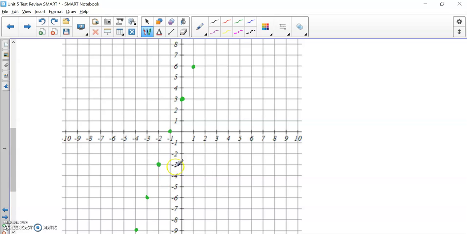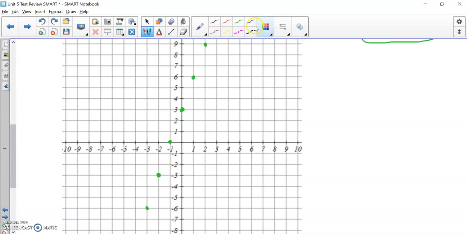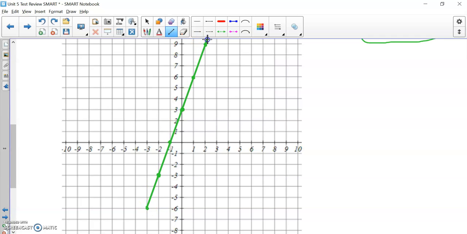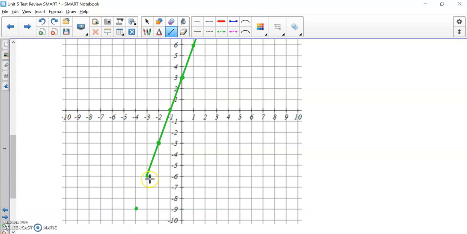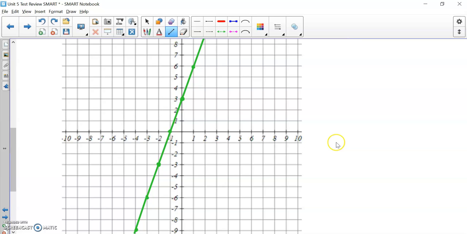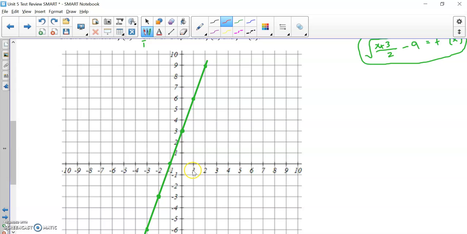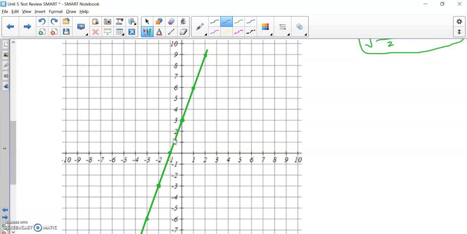All right, so we can go ahead and make our line through these points. All right, so that's my f of x. And we also want to do the inverse. A fast way to graph the inverse would be to just flip the points, right? You can pick any 2 points and flip-flop them, and that's enough for you to graph on My Open Math.